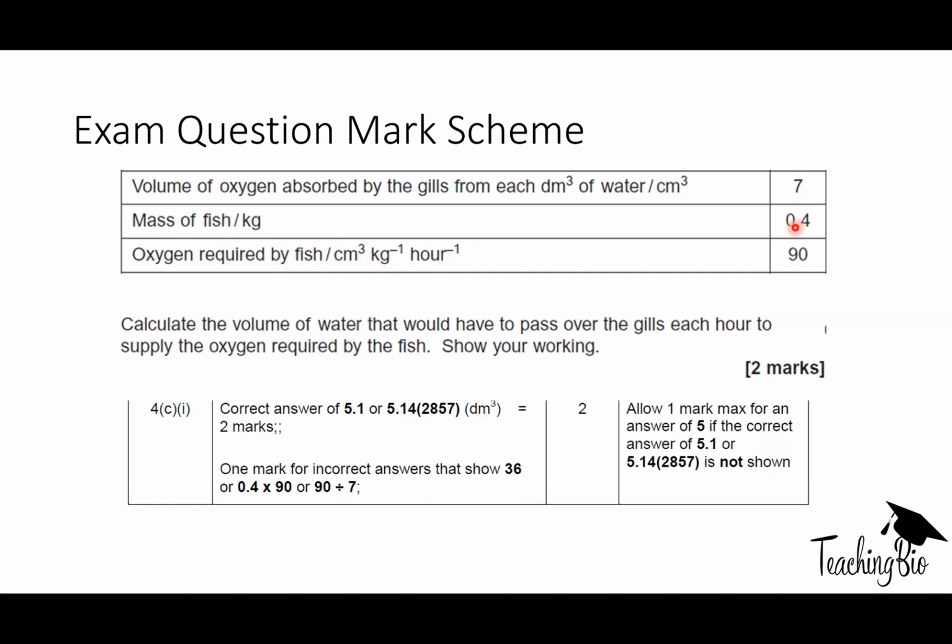So all you've got to do is 0.4 times 90 and divide that by 7. That's it. 0.4 times 90 divided by 7. And that'll give you that answer there.